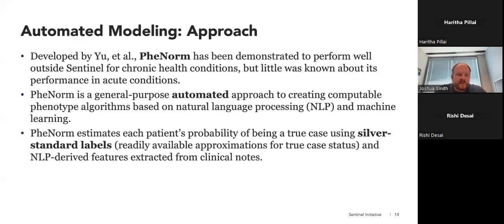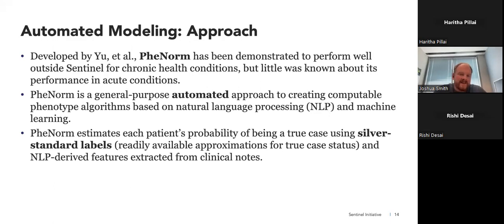PheNorm, the method we use, was developed by you and colleagues. Like I said, it's been demonstrated to perform well outside Sentinel for chronic health conditions, but little was known about its performance on acute conditions. PheNorm is a general purpose approach, an automated approach to creating computable phenotypes. It's based on natural language processing of clinical notes and machine learning.